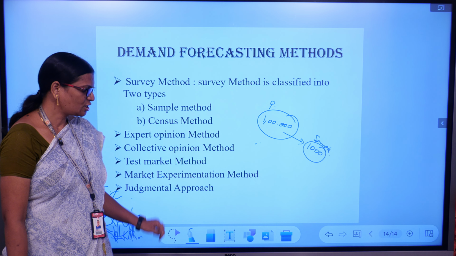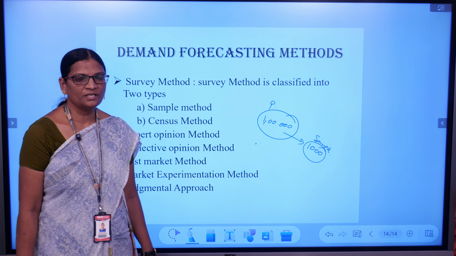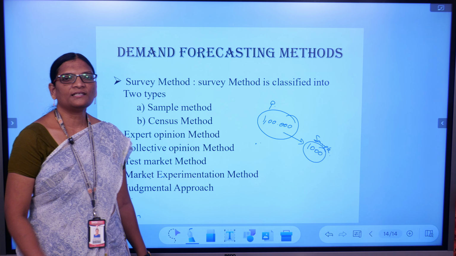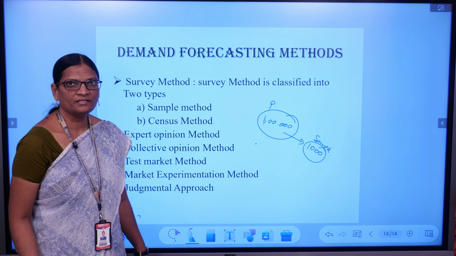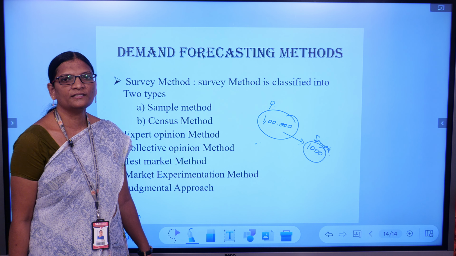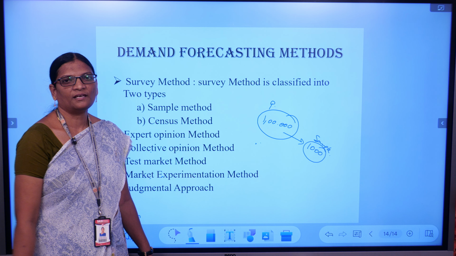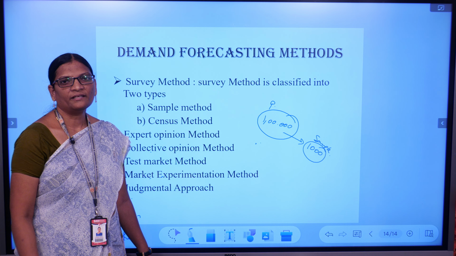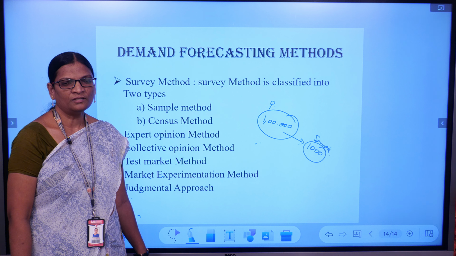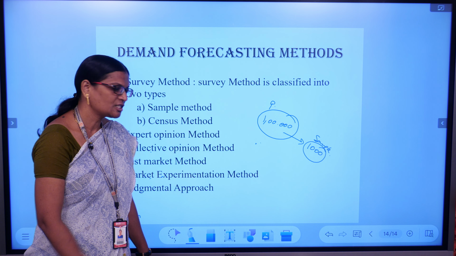Next, the last method is judgmental approach. Judgmental approach means that if any organization failed to follow any of the above methods, then they may take the past data. Based on the past sales, they may estimate the demand. By their own judgment, they may produce the product. So that is called judgmental approach.